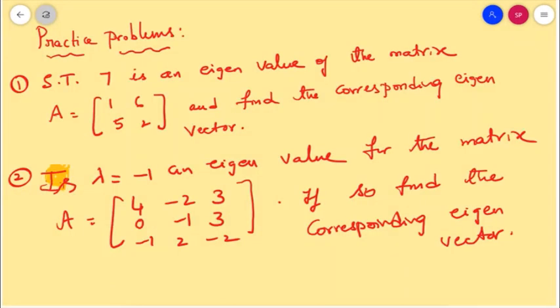Here we have practice problems for eigenvalues. The first one is: show that 7 is an eigenvalue of the given 2 by 2 matrix, and find the corresponding eigenvector. And the second question: is lambda equal to minus 1 an eigenvalue for the matrix? If so, find the corresponding eigenvector.